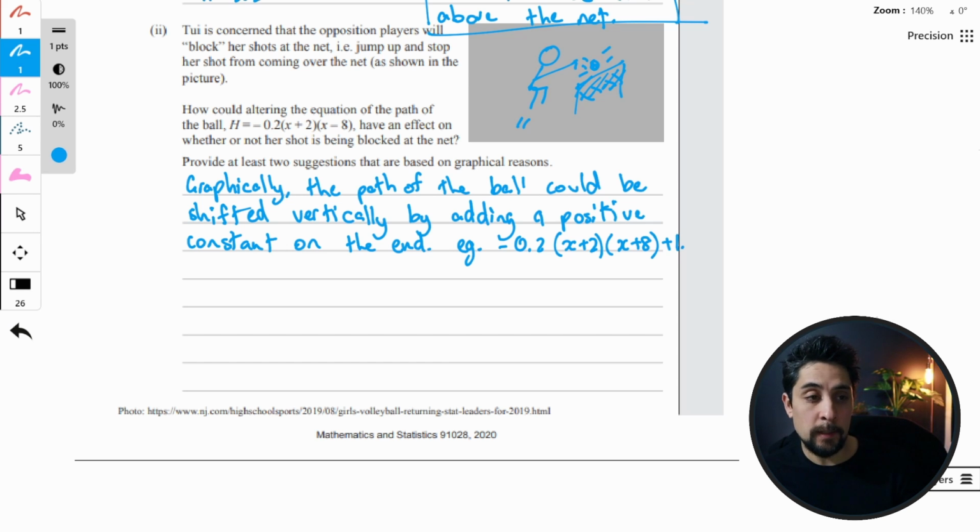So I've given a quick explanation graphically, starting with the word graphically, because I do want it graphically. The path of the ball could be shifted vertically. And we do this by adding a positive constant on the end of the equation. So we have h equals negative 0.2, and so on, and then I've added 1 meter to the equation, so it's now 1 meter higher.